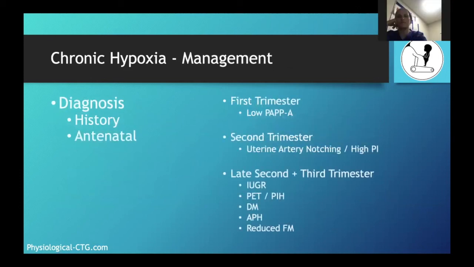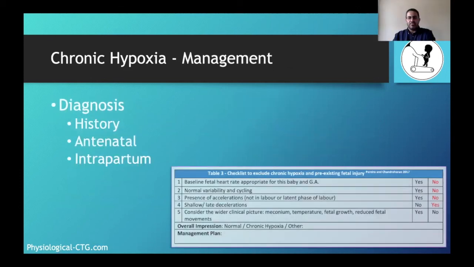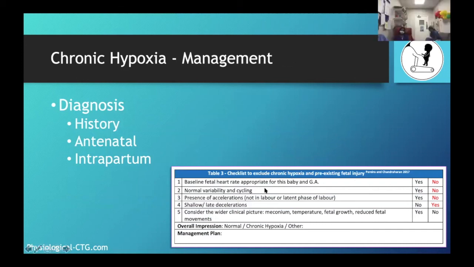How do we diagnose it? We've just talked about it, and most of you know about the checklist for the admission for the baby, checking what the baseline is. You're literally just looking for the cardinal signs: baseline, whether variability is normal and cycling is there, whether accelerations are present, shallow decelerations, or anything else going on.